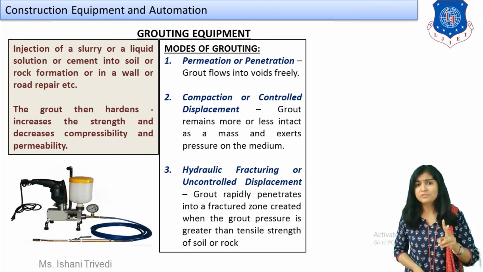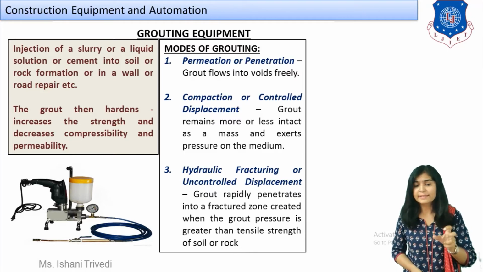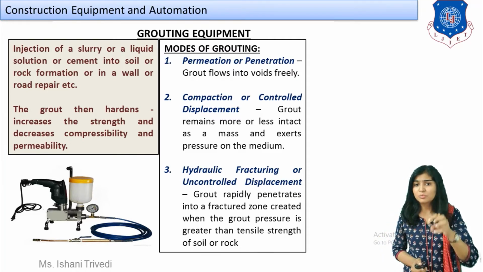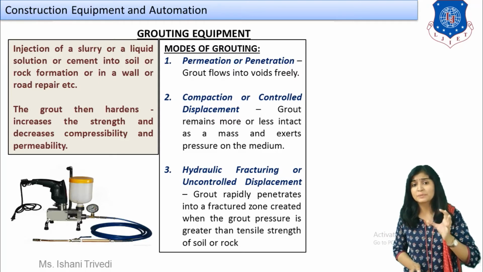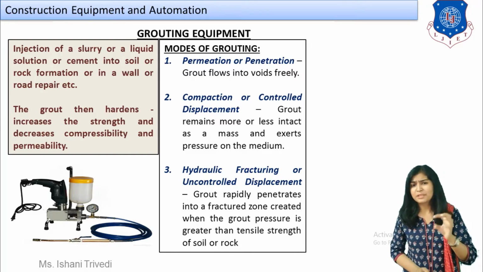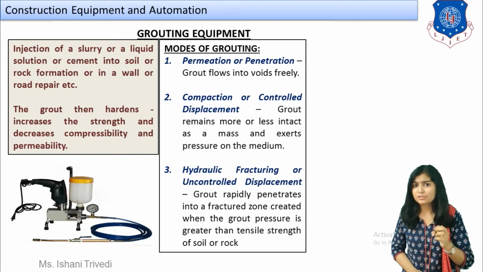Second type of grouting which we have is compaction or controlled displacement. In that, the grout remains more or less intact as a mass and exerts pressure on the medium. The name itself explains, here you are not going to let the grout move freely inside. You are not just going to release it, but you are going to keep the grout inside such that it remains as a mass together, and then it is also going to exert pressure on your surrounding medium. This type of method is followed in situations where it is required. So that is your compaction or controlled displacement.